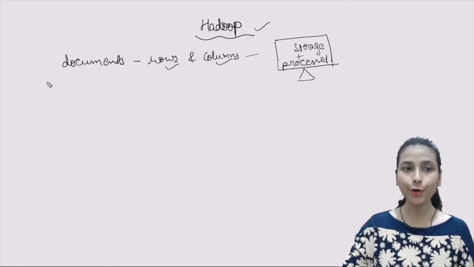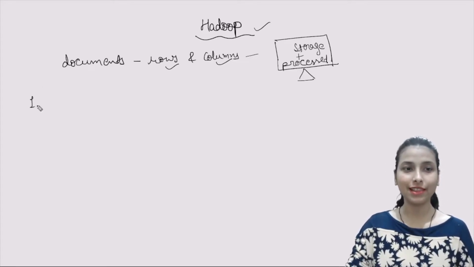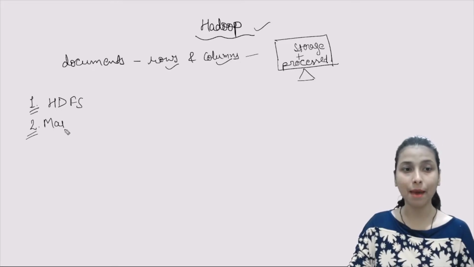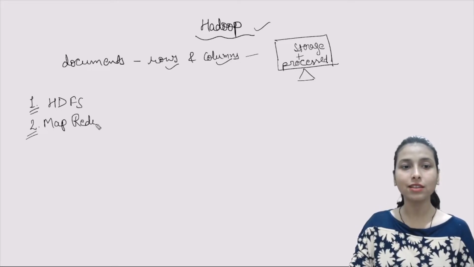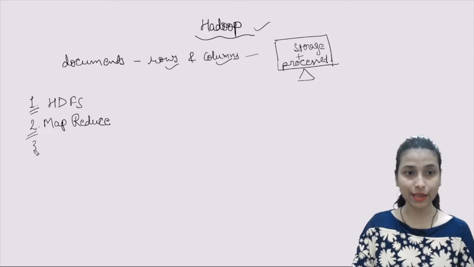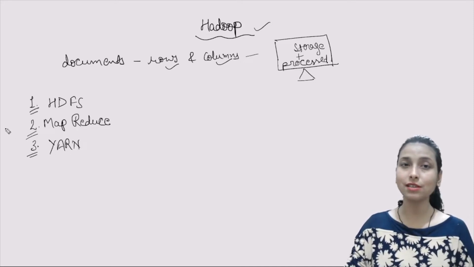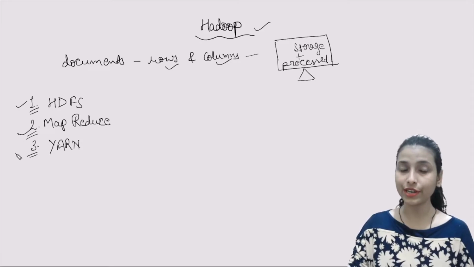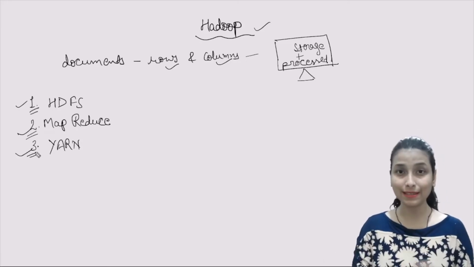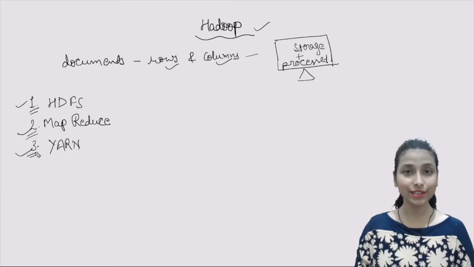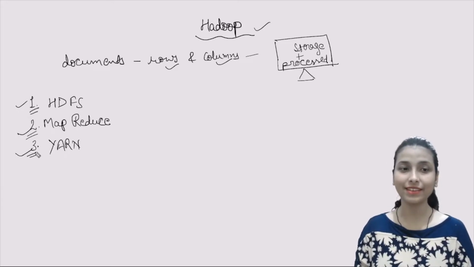In general, Hadoop has three components. Let's see what they are. So the first component is HDFS. The second component is named MapReduce. And the third and last component is Yarn. So here we will discuss each one of those components in a very detailed manner, because this video is particularly to understand what Hadoop is and how it stores and processes big data.